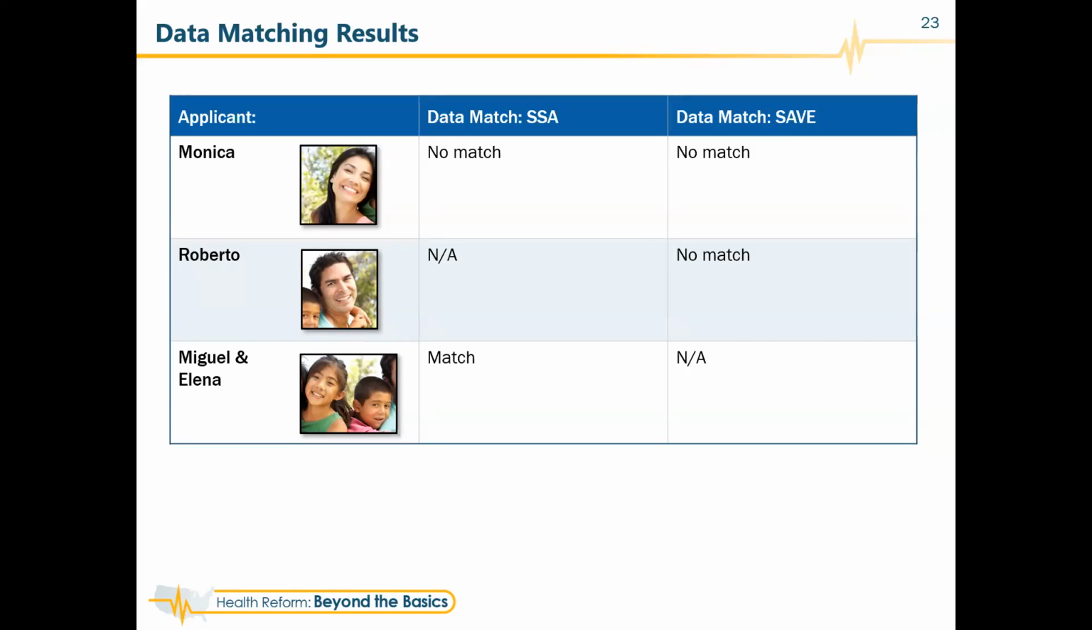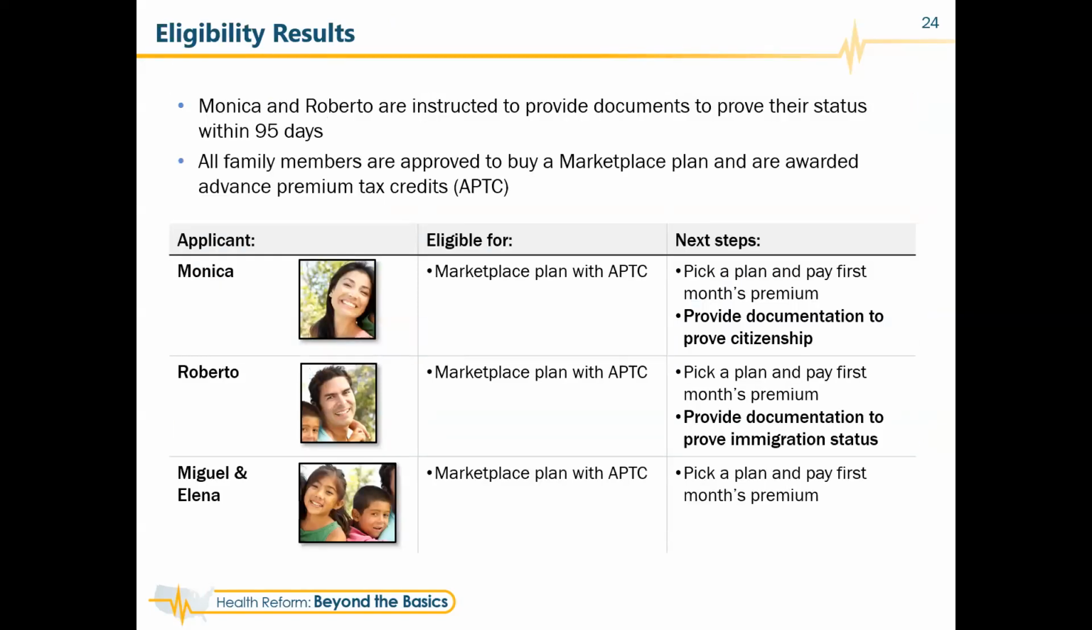Both of the children, who were U.S. citizens, were able to have their citizenship successfully data matched by SSA. So the eligibility determination notice will indicate the family is eligible to enroll in marketplace coverage with subsidies. And Monica and Roberto must send in information before the end of the 95-day period.